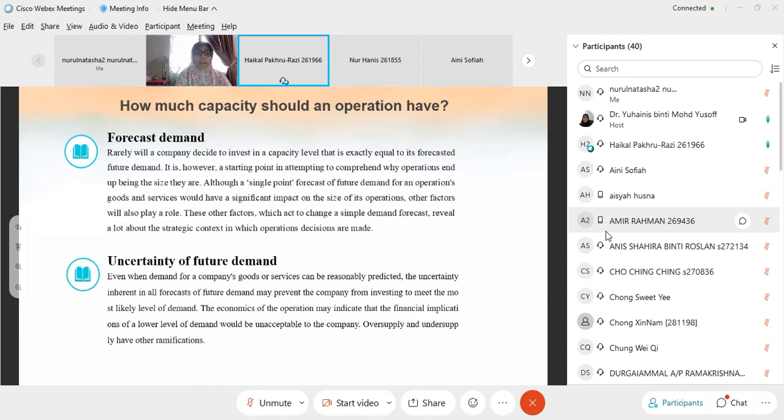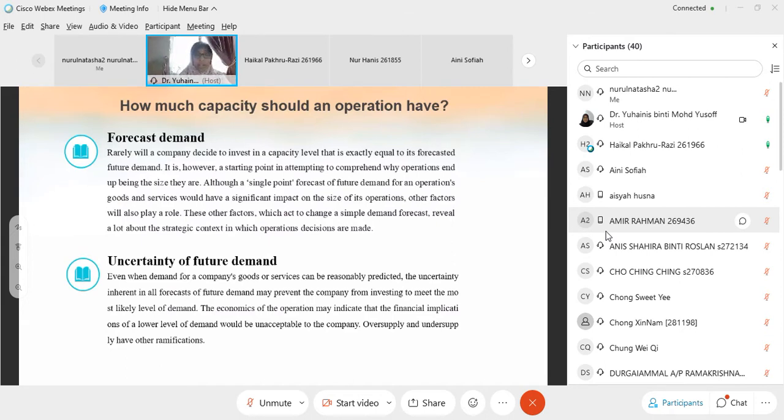Okay. The company of the operation. Alright. It's okay. So okay. Other group member, can you explain what it means? Other group members, what's the meaning of the first sentence?